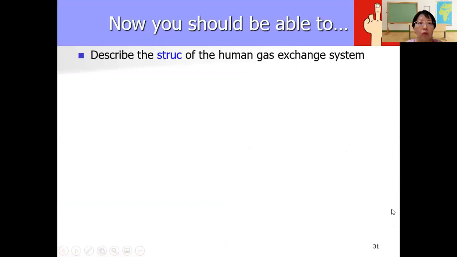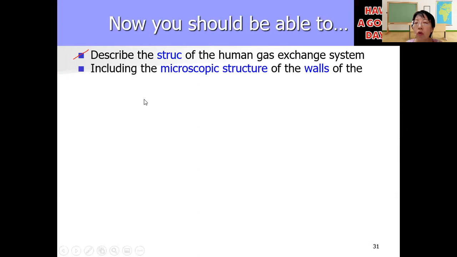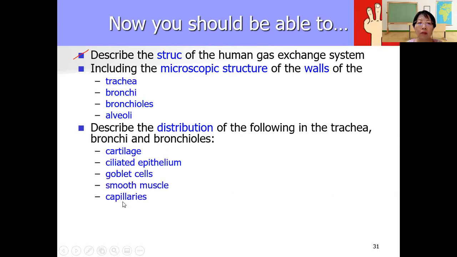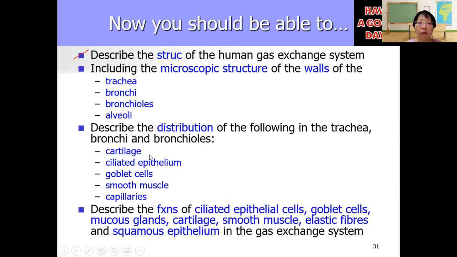Okay, so up to now, you should be able to describe the structure of the human gaseous exchange system, right? Including trachea, bronchus, bronchiole, and alveoli, and then the capillary. And then you need to include the microscopic structure of the walls of the trachea, bronchi, bronchioles, and alveoli. And describe the distribution of the following in the trachea, bronchi, and bronchioles. So where can you find cartilage, ciliated epithelium, goblet cells, smooth muscle cells, and capillaries? And of course, for alveoli, there will be no cilia. There is squamous epithelial cell, but no cilia.